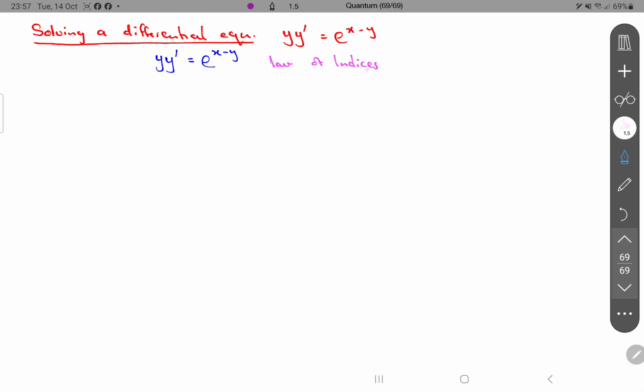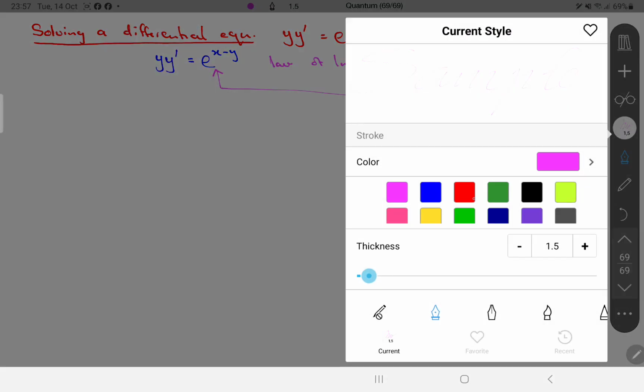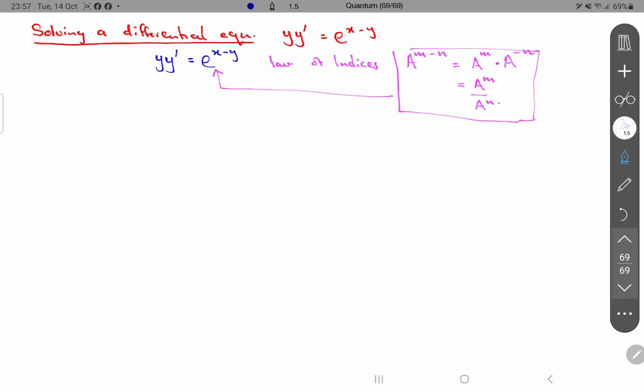That's the first part, which says a to the power m minus n is given as a to the power m times a to the power negative n, which is a^m over a^n, like this. So we are going to use this law of indices here. That's what we are going to use. So let's do it now.